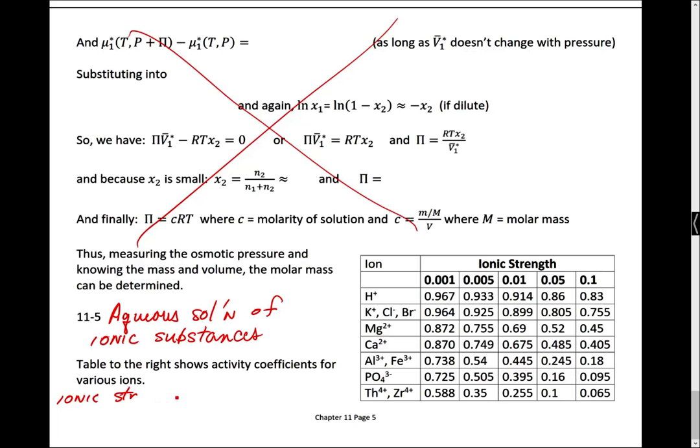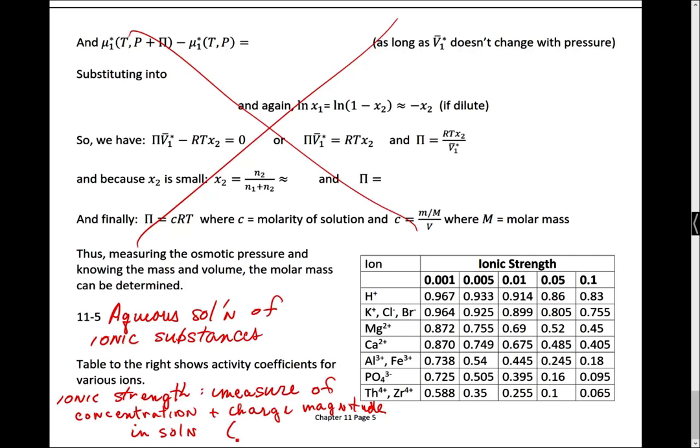How many people have heard of ionic strength before? Anyone? No? Not talked about in Chem 211? No? All right. So it's a measure of two things: concentration and charge magnitude in a solution. Right, and just to make it clear, I'm going to put this in parentheses, meaning you don't need to know how to use it, but I did want to indicate how you can calculate it.